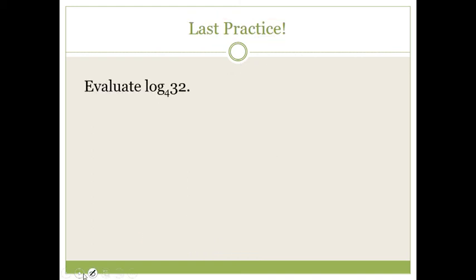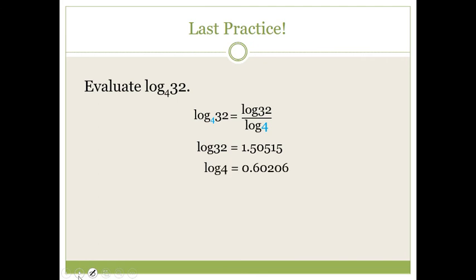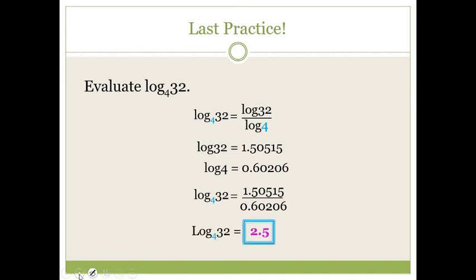And so here's one that you can't do by inspection, or by changing it back into an exponential. You'd have to use the change of base formula. According to the rule, I just take the log of 32 out here, divided by the log of 4. And now it's just a calculator problem. So you punch those on a calculator, you divide them, and in this case we get that that is equal to 2.5.